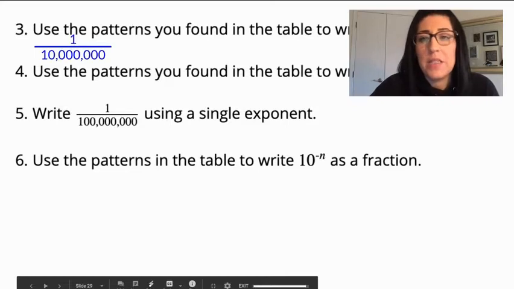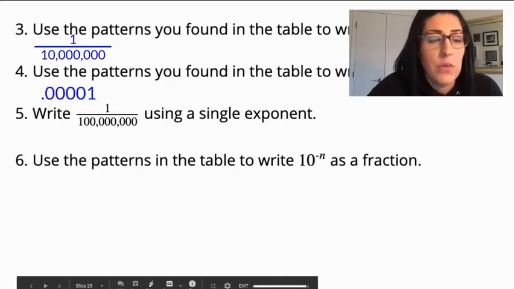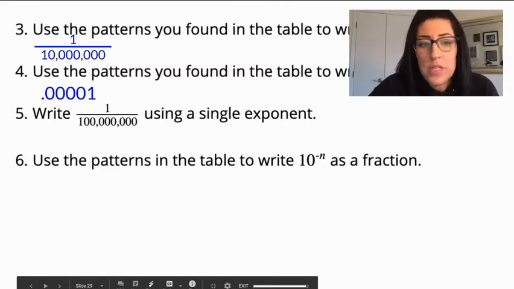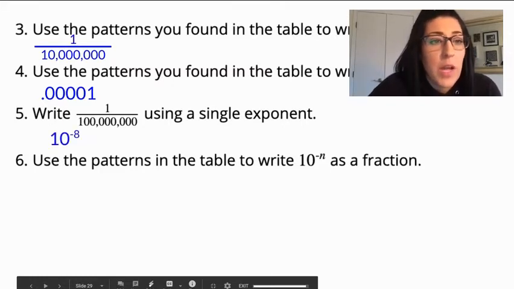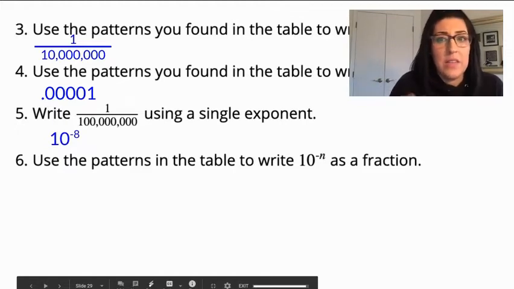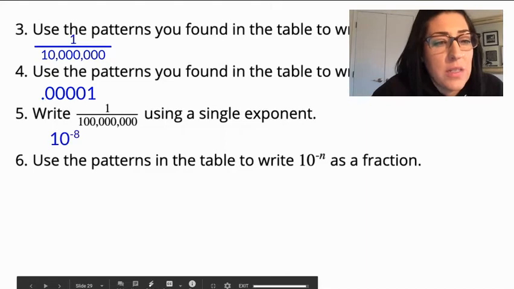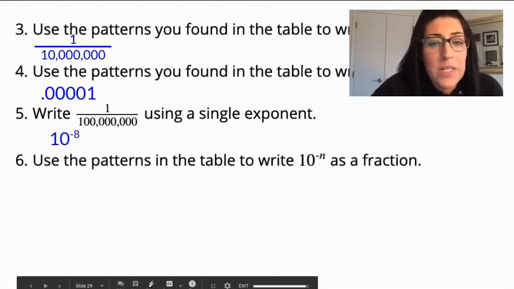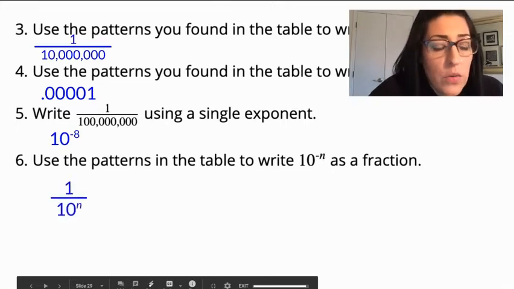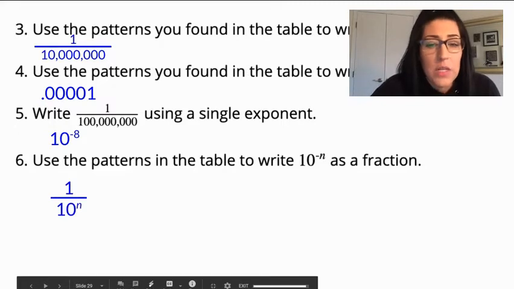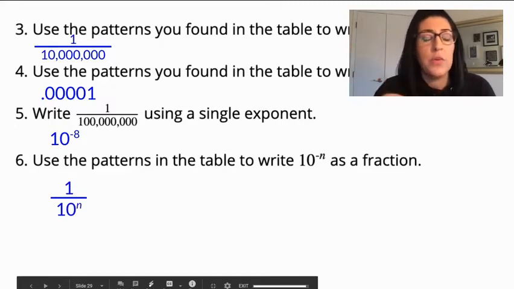If we were to write 10 to the negative 5th as a decimal, it would look like this. If we were to write the following fraction using a single exponent, it's being multiplied by one more tenth than 10 to the negative 7th was. So it's 10 to the negative 8th. So if you look at these patterns, let's determine what is 10 to the negative n as a fraction. And we would say that it's 1 over 10 to the positive n. So anytime we're looking at a negative exponent, we're really multiplying by 1 over 10.